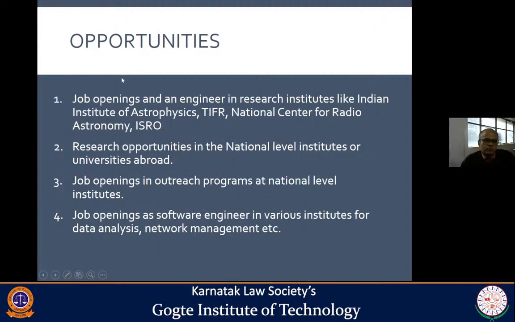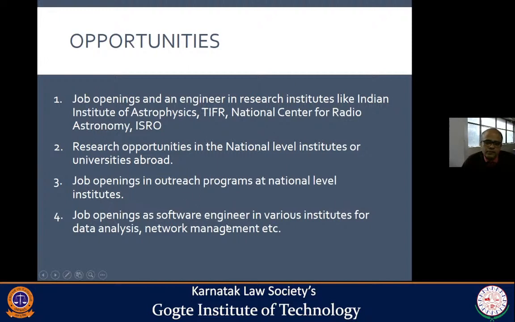So what are the things you can do after completing the course? If you do this course, institutes like the Indian Institute of Astrophysics or the National Centre for Radio Astrophysics need engineers to build, let's say, a radio telescope, or even for optical telescopes, you need mechanical engineering to build very large optical telescopes. So those kinds of opportunities are there. One can also do research if you are more interested in astronomy, at national level institutes or even at universities abroad. There are also job openings in outreach programs. If you are interested in outreach activities in astronomy, those can also be available.